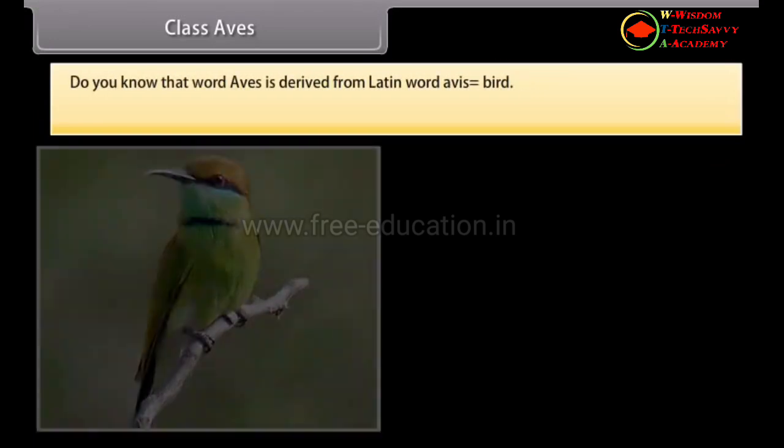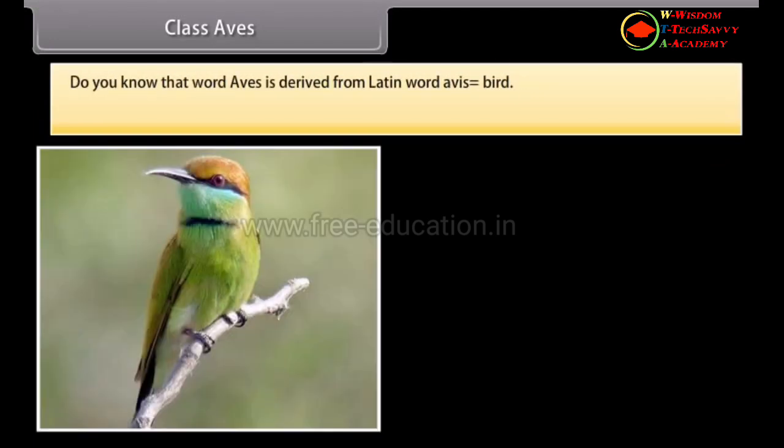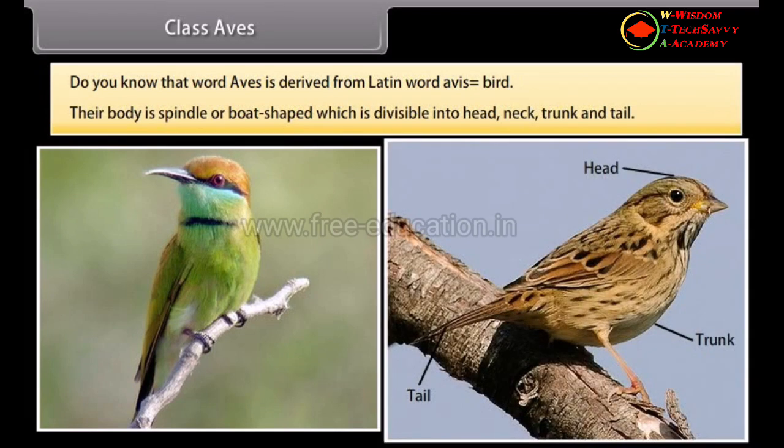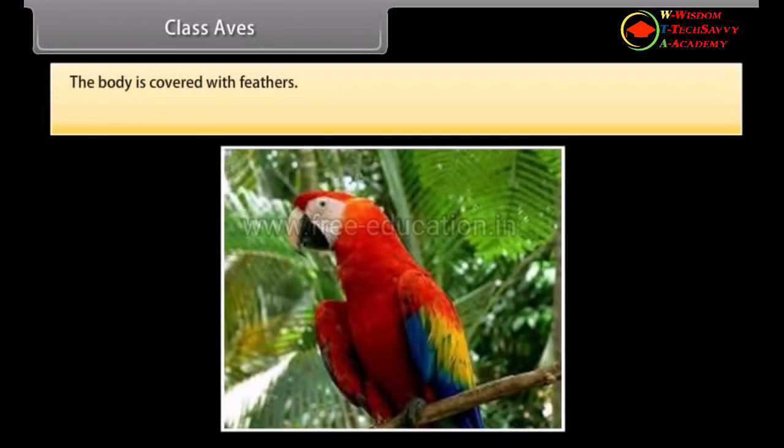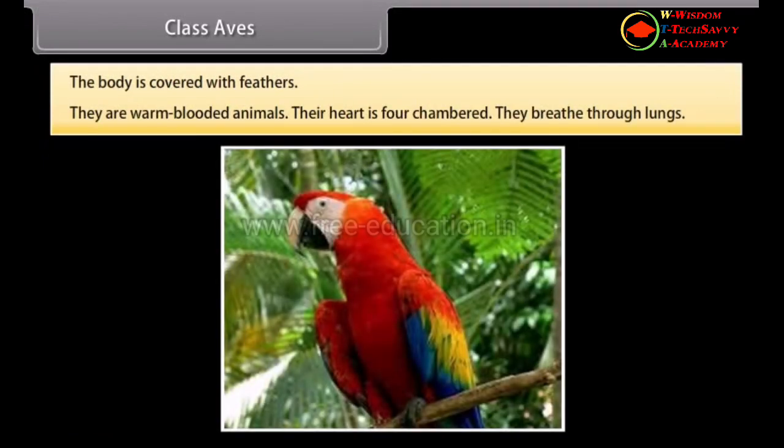Class Aves. Do you know that the word Aves is derived from the Latin word avis, which is bird? Their body is spindle or boat-shaped, which is divisible into head, neck, trunk and tail. The body is covered with feathers. They are warm-blooded animals. Their heart is four-chambered. They breathe through lungs.